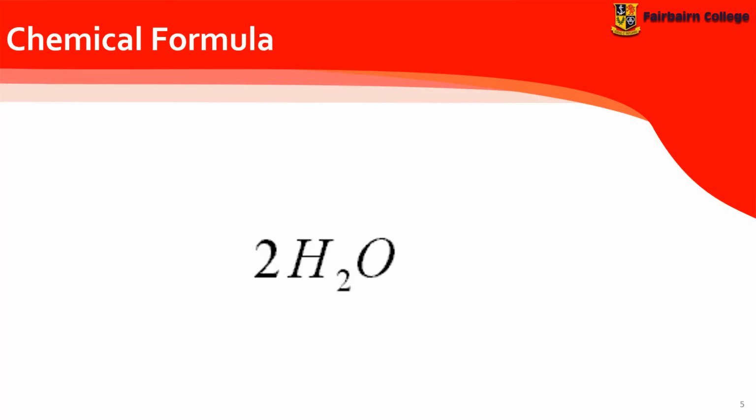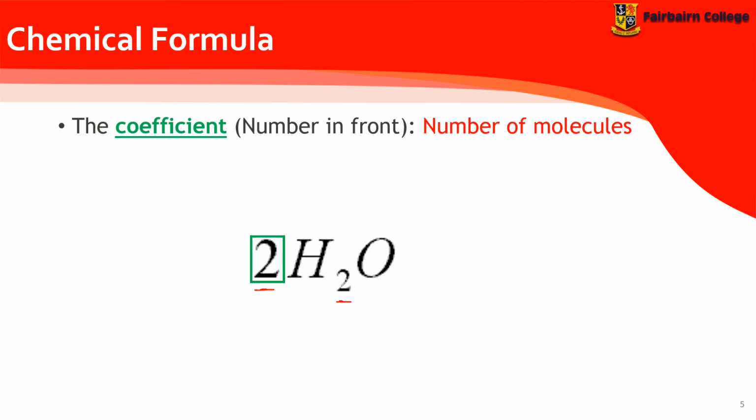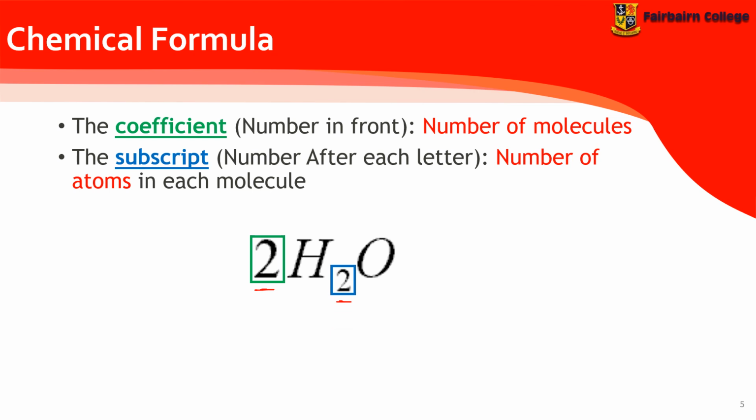First we are going to look at chemical formulas and try to understand what these numbers mean. The first number in front is called the coefficient. This tells us the number of molecules in this formula or equation. The small number is called the subscript, and these numbers are found after the letters and they tell us the number of atoms in each molecule.